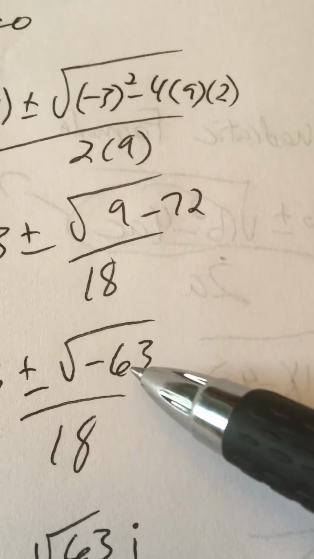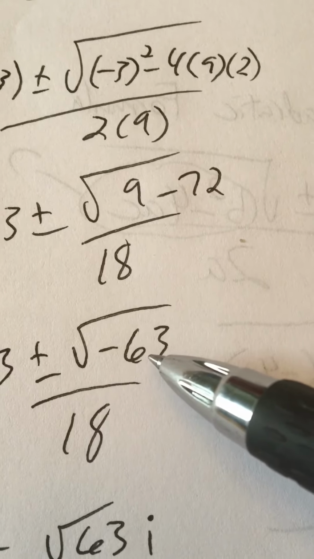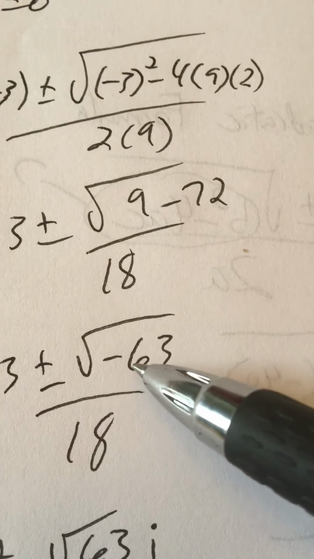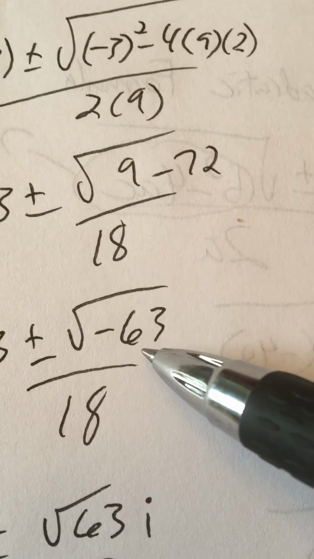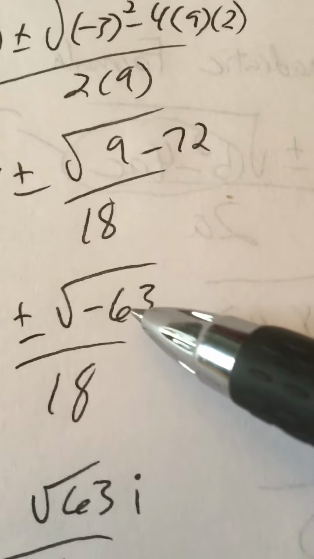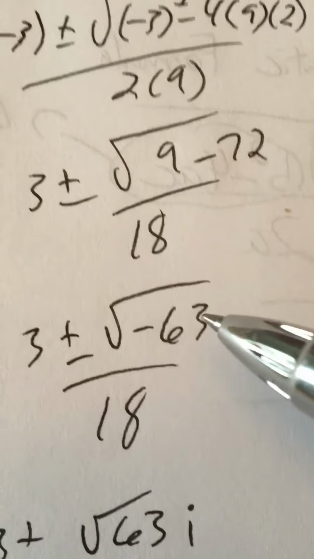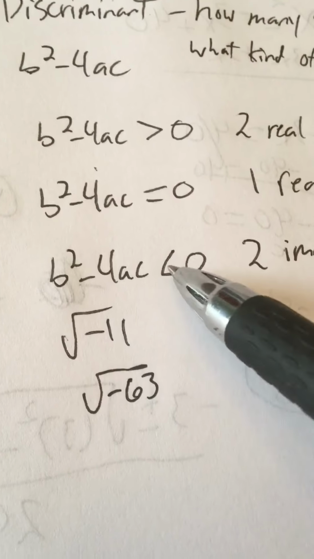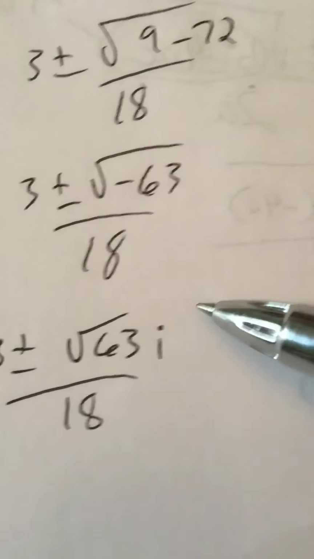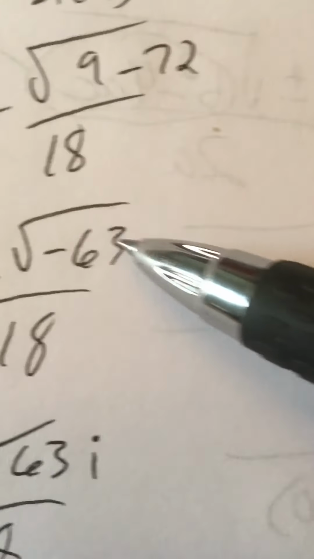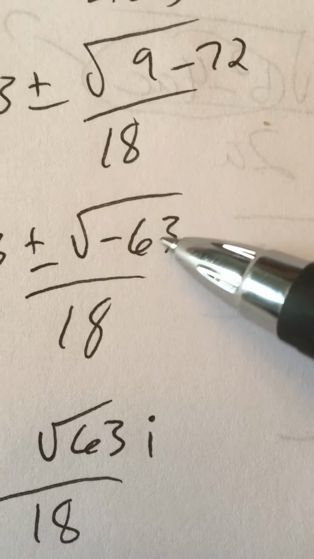Take a look at this discriminant. Is that more than 0? Negative 63. Is that number more than 0? No, it's not. Is it equal to 0? Well, no, Mr. Morris. I know. It's less than 0. It falls under this window. B squared minus 4ac is less than 0. Anytime your discriminant is negative, that's less than 0.